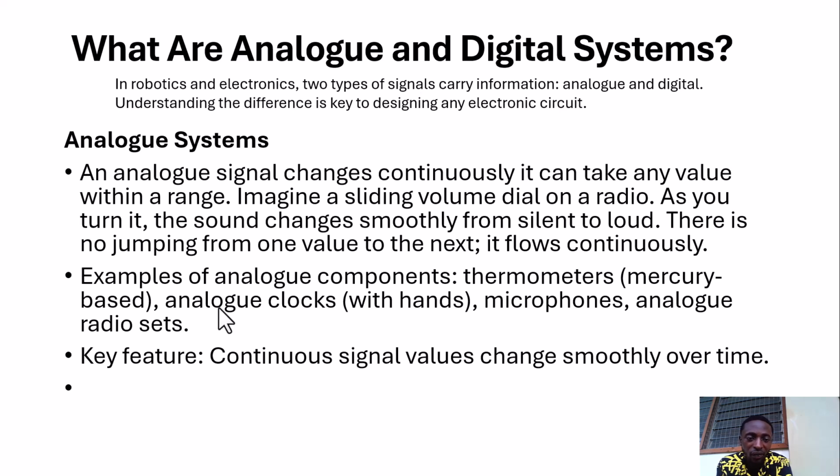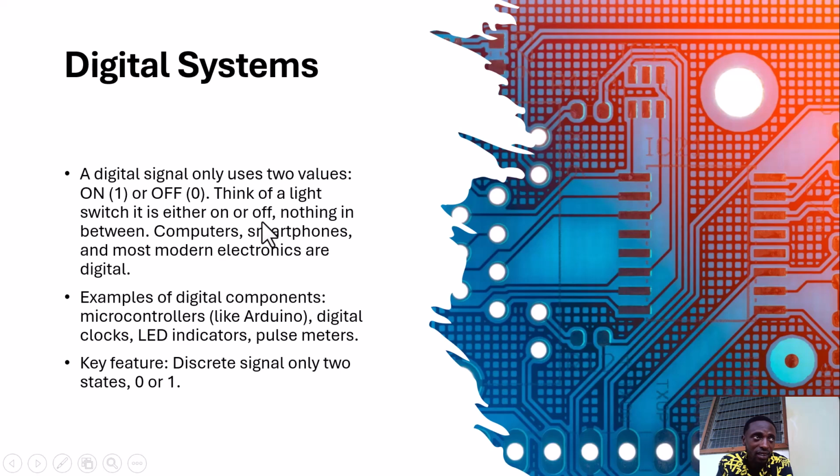Let's quickly move on. Then we have a key feature, continuous signal values, which is also very important. Let's move on to digital systems. When we talk about digital systems, a digital signal only uses two values, that is on, one, or off.